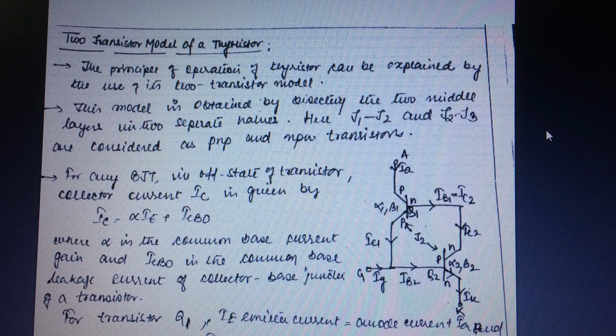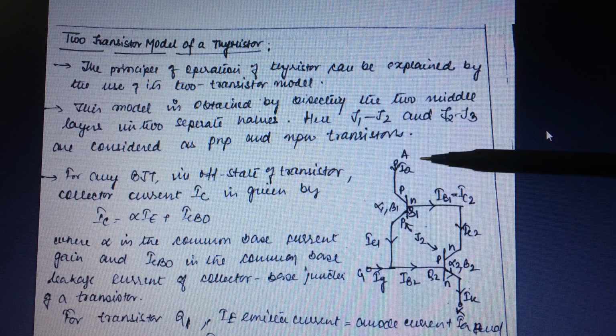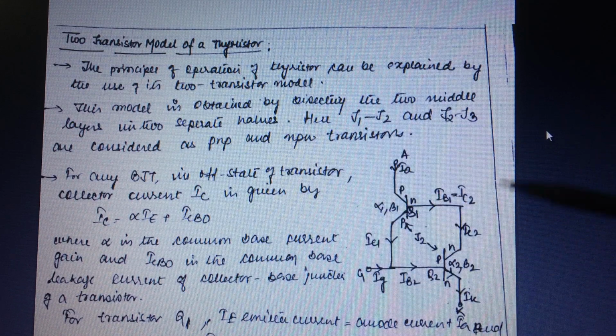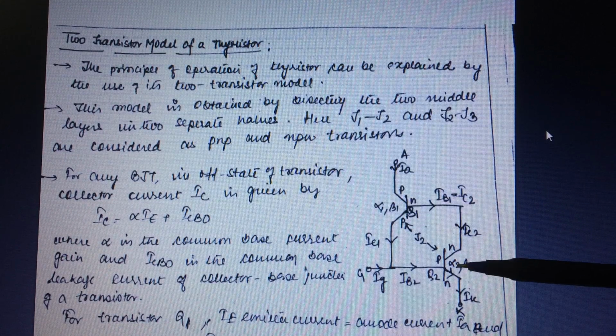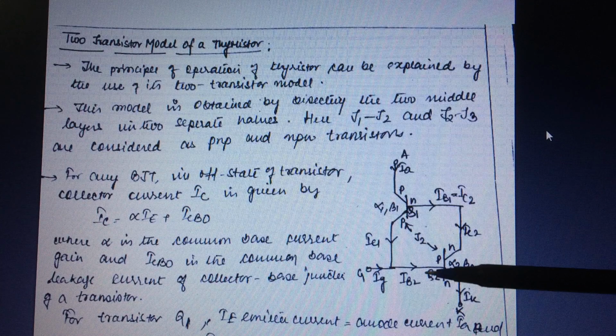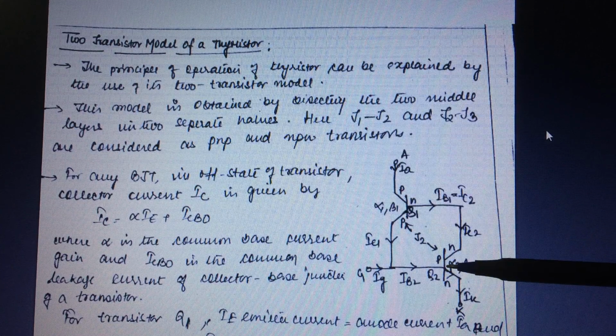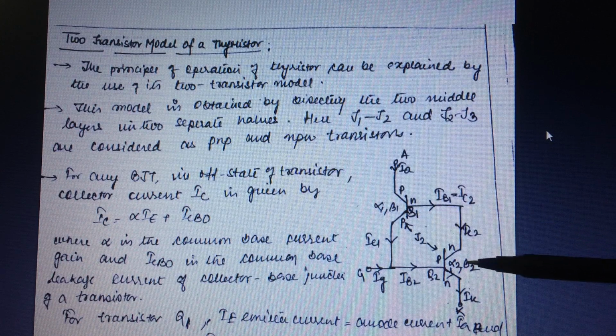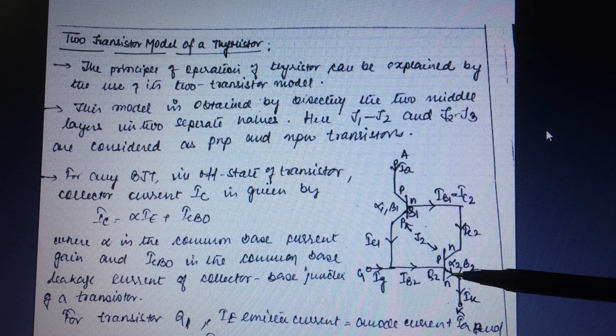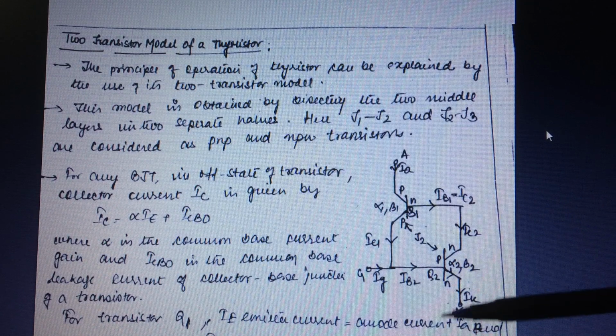First, this topic is mainly regarding the working of thyristor, that is the two transistor model of thyristor. Before going into the details, I want to tell you the basic working structure of the two transistor model of thyristor. It is a combination of two transistors, one PNP and another NPN. This PNP transistor we can refer to as Q1 transistor, and this NPN transistor we can refer to as Q2 transistor. The principle of operation can be explained by this diagram.